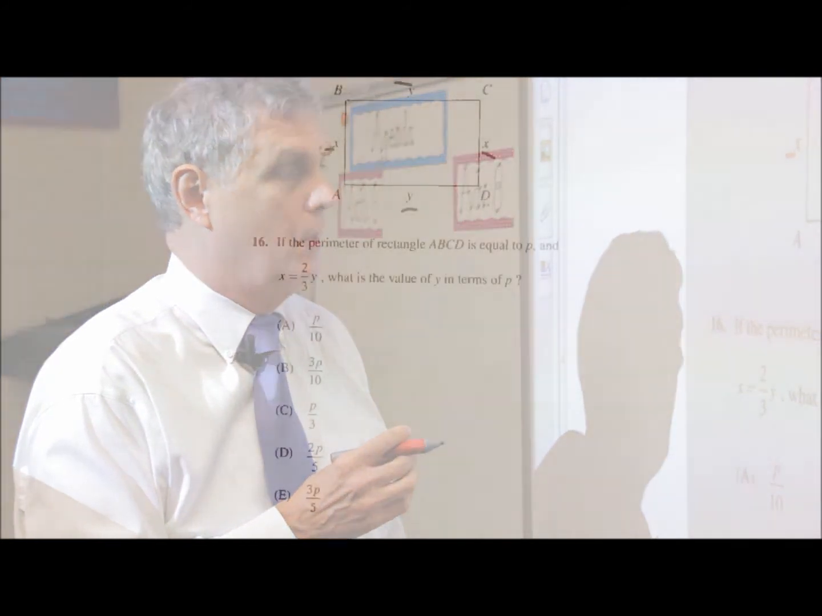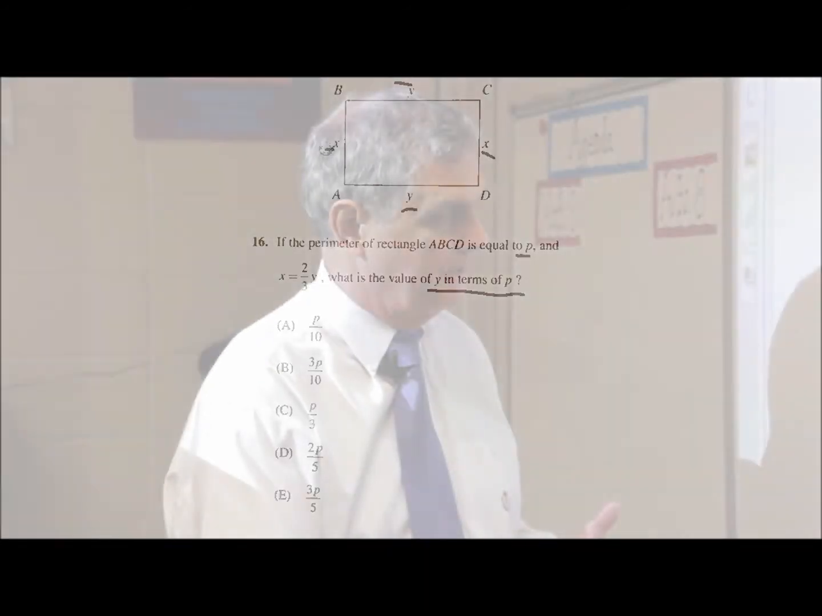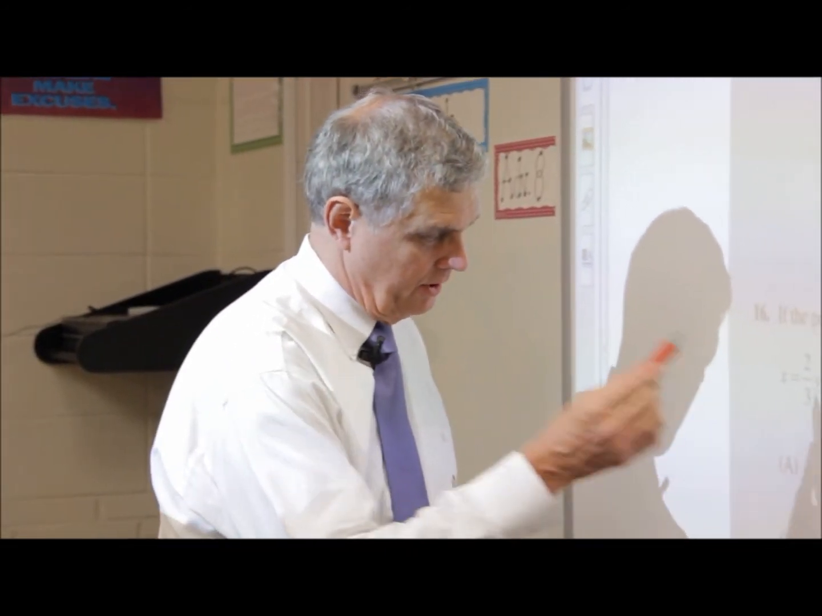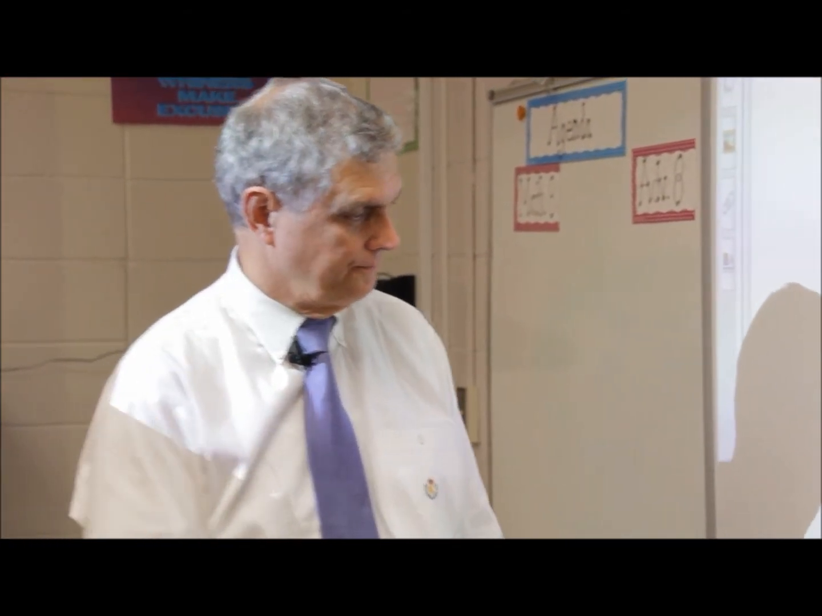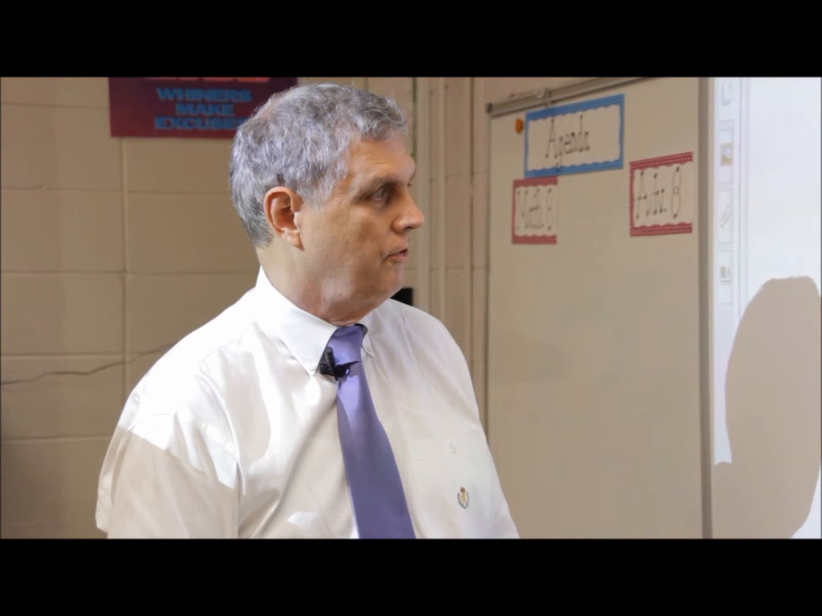If the perimeter of the rectangle ABCD is equal to P, and x equals 2/3 of y, what is the value of y in terms of P? Y in terms of P. That means you want y on one side of the equation and P on the other side. And if you look at your 5 possible answers here, they're all in relationship to P. So how do we do this?